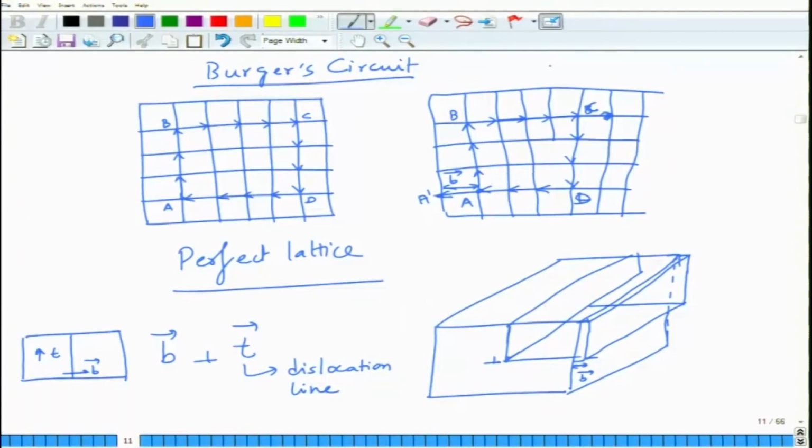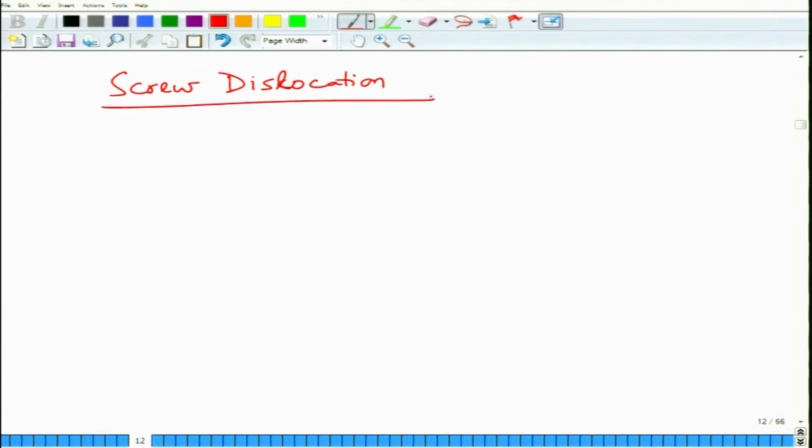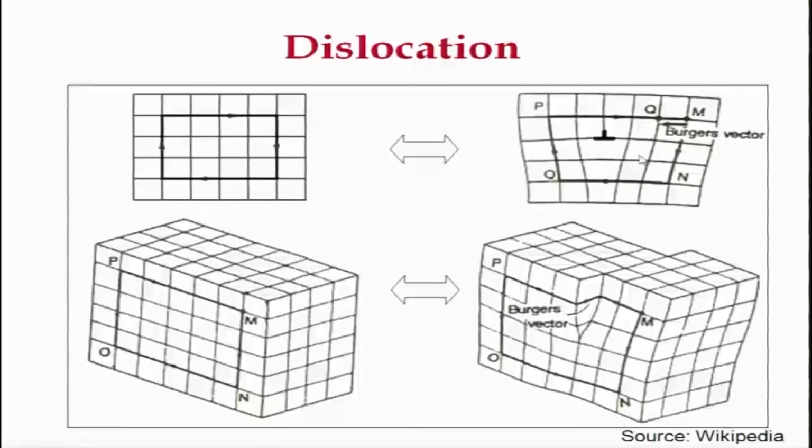The second dislocation present in materials is called a screw dislocation. This is basically formed by shearing, as if you have a shear action in the material. For this I need to take help of an illustration. This was the edge dislocation, where we had a Burgers circuit which showed the extra step.